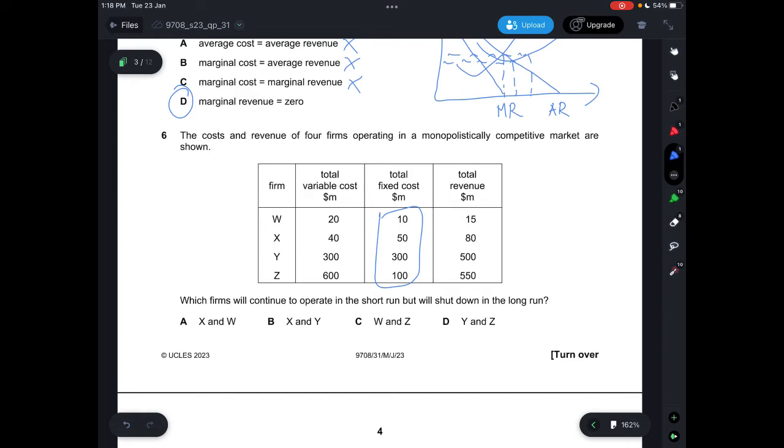So in this case, you see here that for total variable costs, it will be 20, 40, 300, and 600. So now it's asking you which firm will continue to operate in the short run but will shut down in the long run.